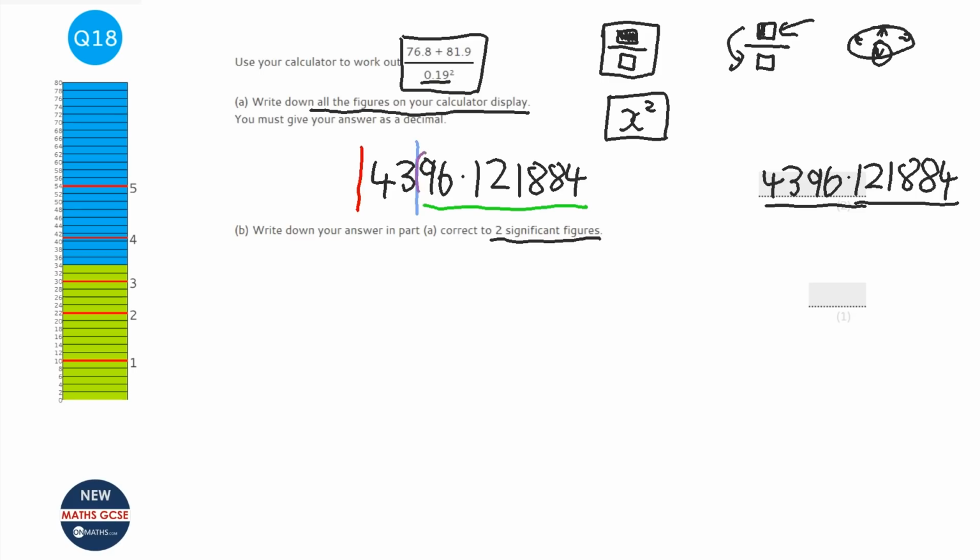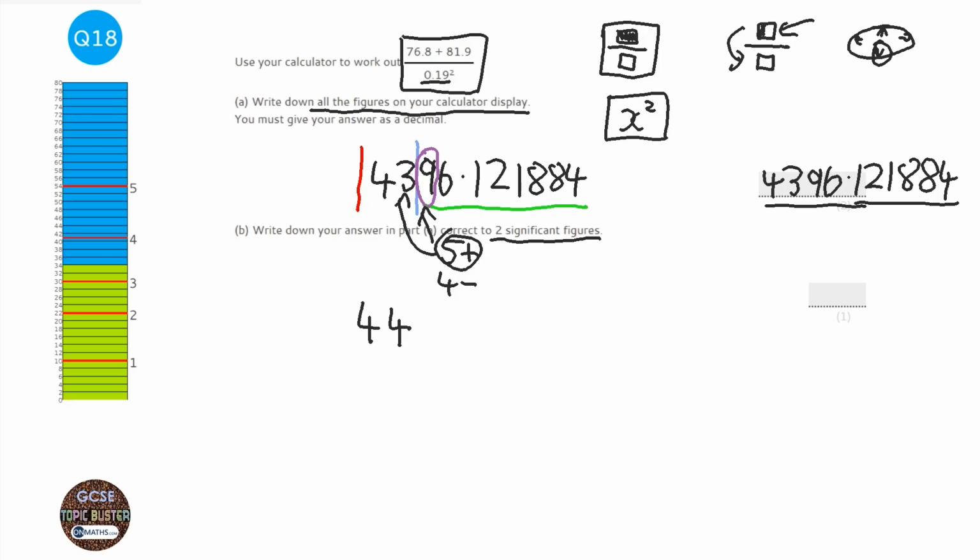Now, this number here, the 9, is what we call a decider number. That 9 is gone. Okay? But before it goes, we need to see whether that is 5 or more or 4 or less. If it's 5 or more, it pushes that 3 up to a 4. So the answer will be 4, 4, and then you'd think, oh, okay, that's it rounded, and you'd write that in the answer column. But when I said they disappear, they don't quite disappear.